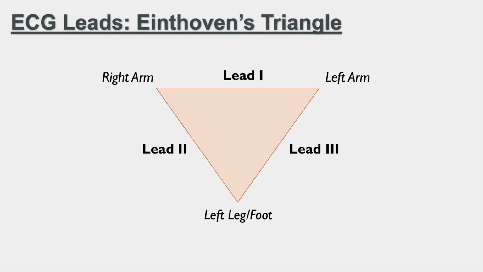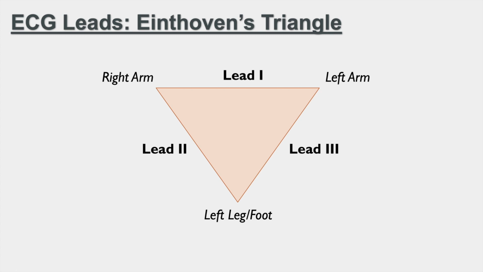So Einthoven's triangle is formed by lead placement. So the leads are placed on the right arm, the left arm, and the left leg or the left foot. So what happens is we can form three leads from Einthoven's triangle. The first one is from the right arm to the left arm. So a negative electrode on the right arm going toward a positive electrode in the left arm.